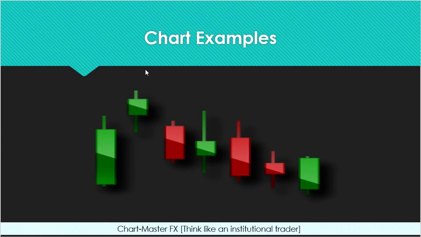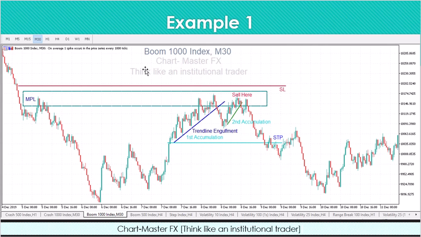Okay, guys, let's go to some chart examples. So here we are in example number 1, Boom 1000 Index on M30. So guys, on this first example, I actually put it deliberately so that I can explain that concept that I was talking about. So what happened here, guys, is that we had a valid MPL.